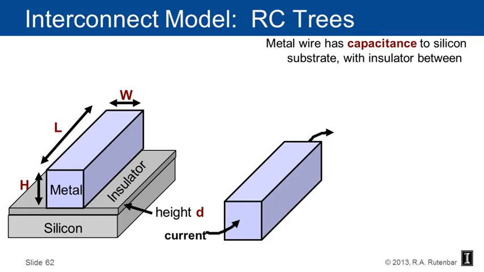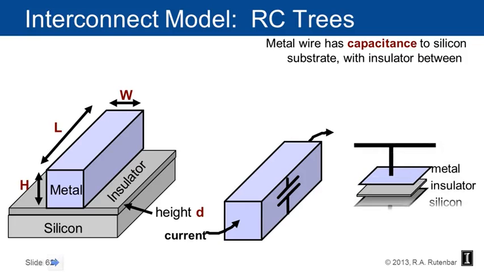So you remember what a capacitor is? A capacitor is just two conducting plates separated by something that's not conducting. And the thing that's interesting in this case is that one thing that's conducting is the metal, and the other thing that's conducting is the silicon surface. And there's an insulator between them, which prevents them from connecting to each other.